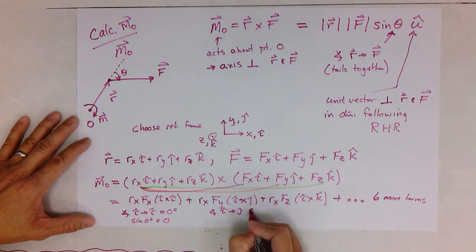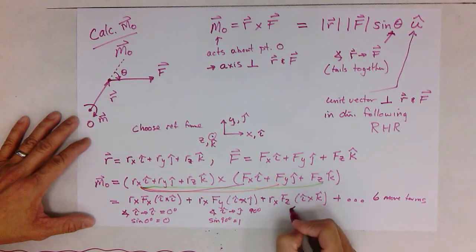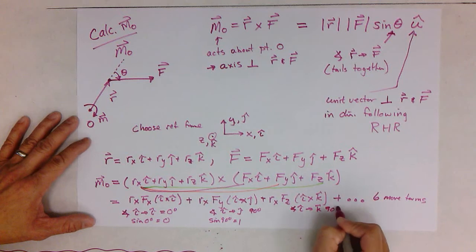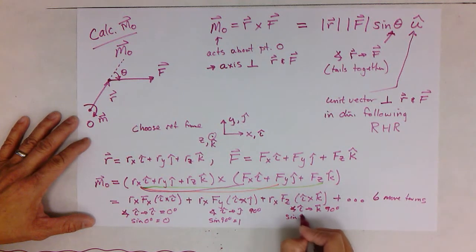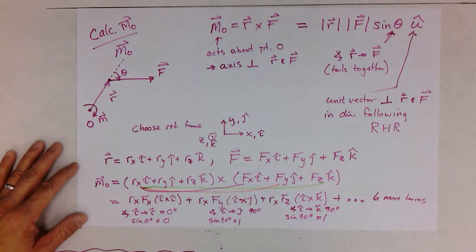That's 90 degrees. So sine of 90 degrees is equal to 1. Likewise, the angle between i and k is 90 degrees. Sine of 90 degrees is 1. So we have the magnitudes here, and let's find the directions.